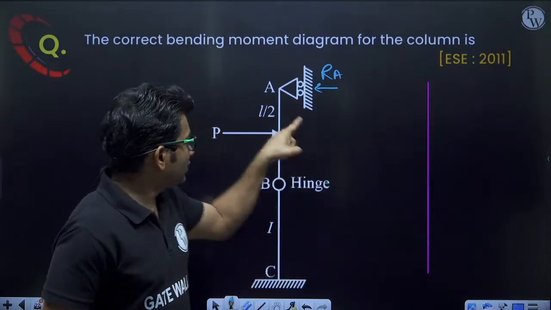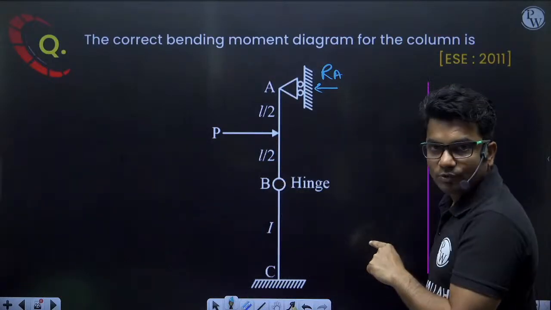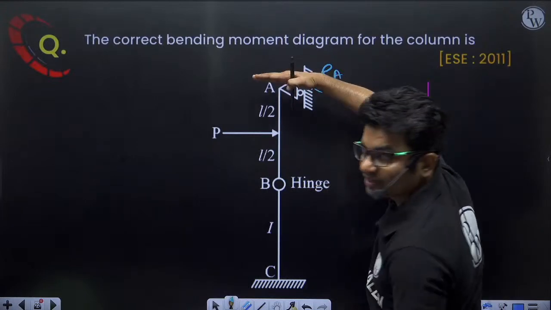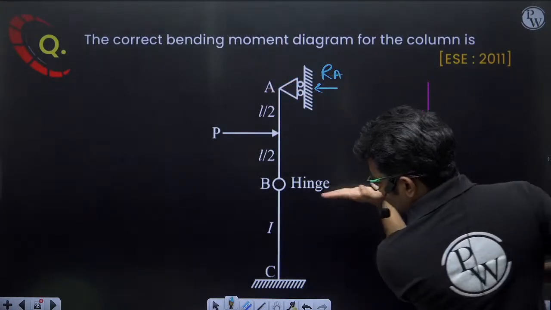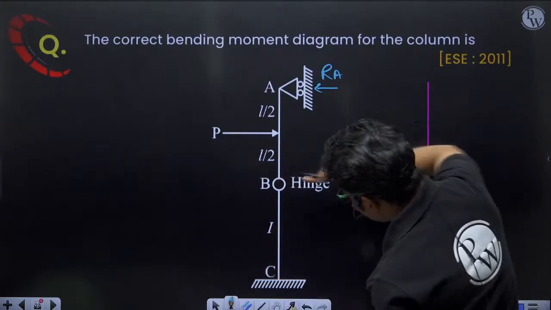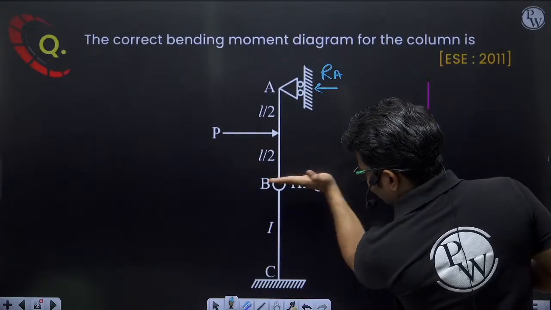Okay, for this part, bending moment will be 0 here, here also bending moment is 0, here also bending moment is 0. This is providing a reaction here in the horizontal direction. Not a support reaction, but still it is providing a reaction here because there will be a reaction at the hinge. So it will be providing a reaction here.